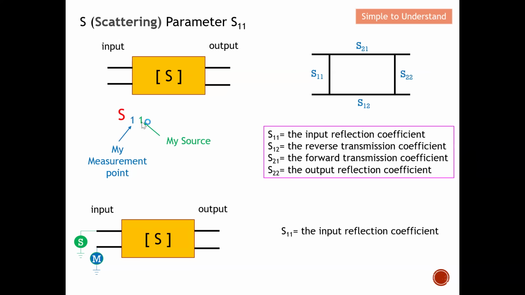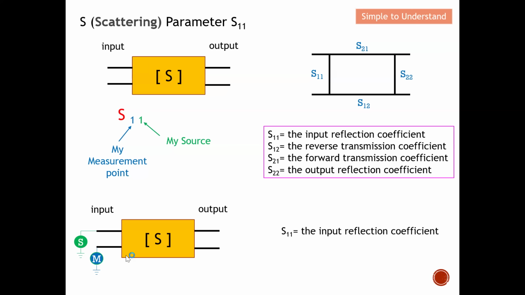Okay, if you still remember, I told you that the last number is where I put the source, and the first number is where I actually conduct my measurement. So from here you can see that I put my source at port 1 and I conduct the measurement at port 1. Okay, so these are the S parameters.